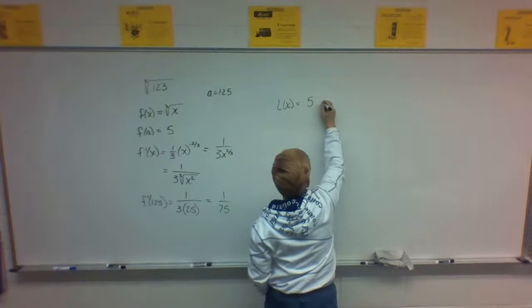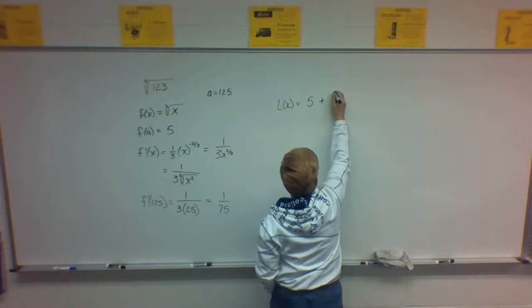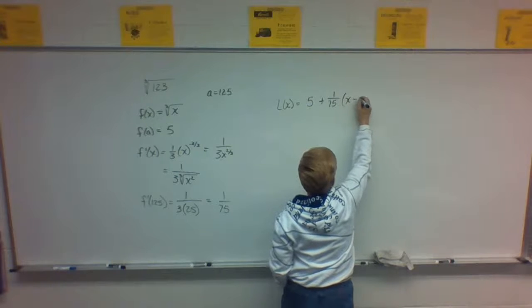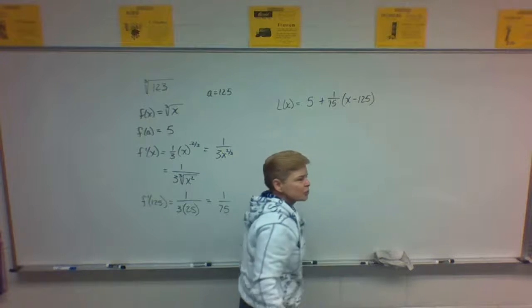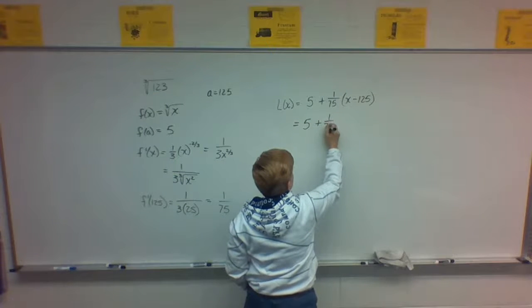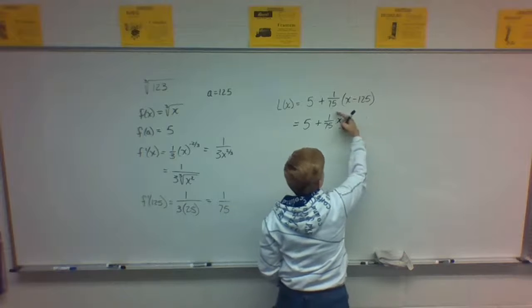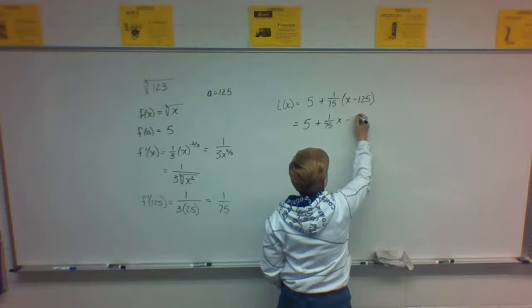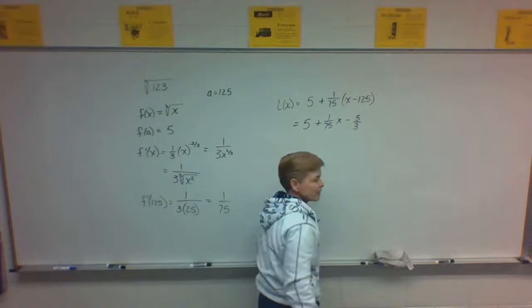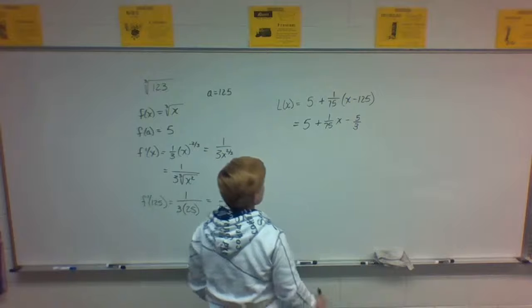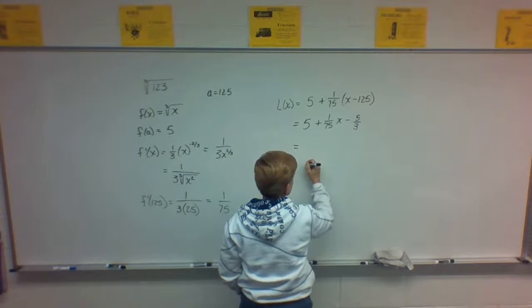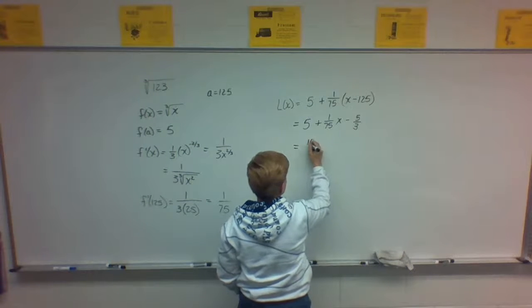5 plus 1/75x. Okay, so now we've got to do some arithmetic on this. What does 1/75x reduce to, do you think? 125/75, which is 5/3. Take a 25 out of both? Yeah. Okay. And 5 minus 5/3 is 10/3.